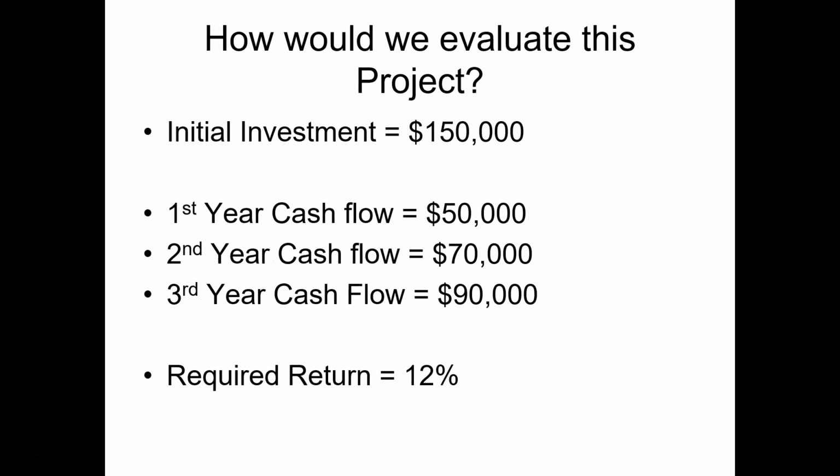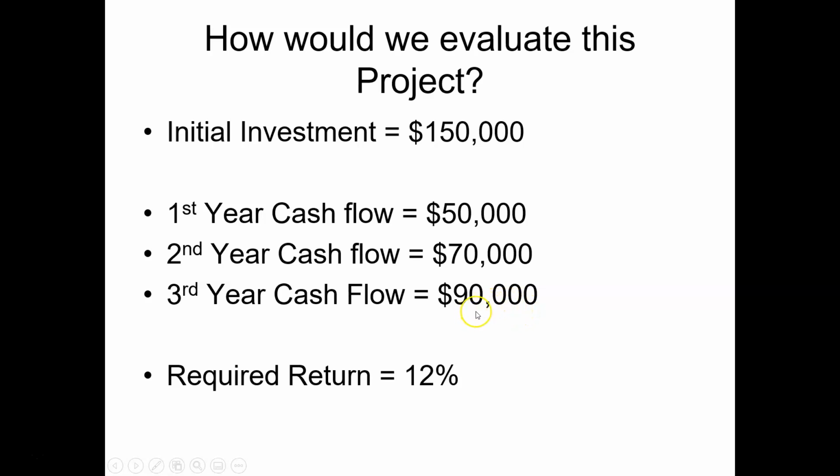So here is an example of a capital budgeting decision as the business manager. Here we have this project. This investment project requires you to pay $150,000 in year 0. And 1 year later, you will receive $50,000. 2 years later, you will receive $70,000. And 3 years later, you will receive $90,000.